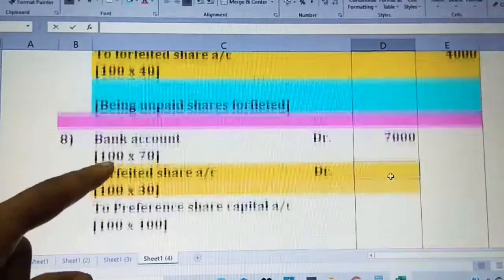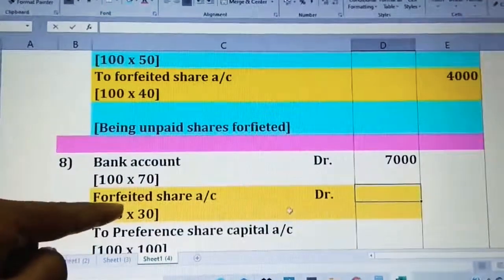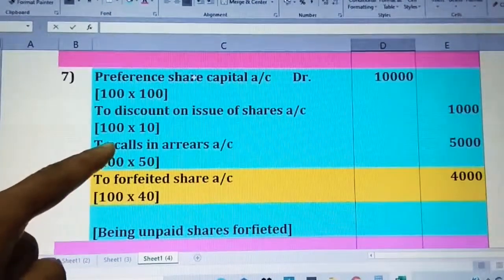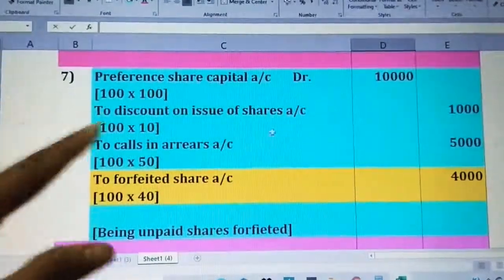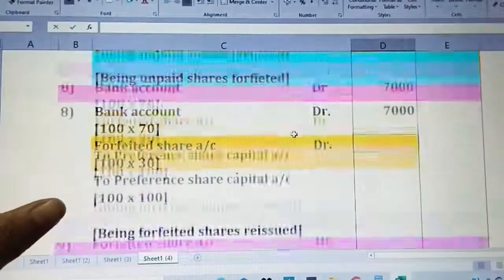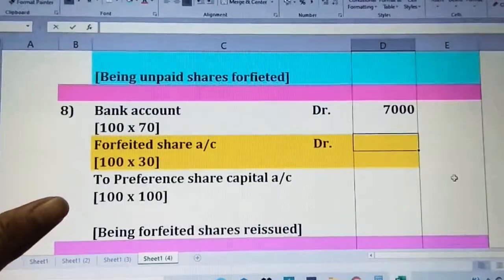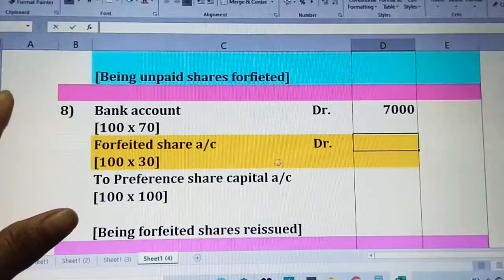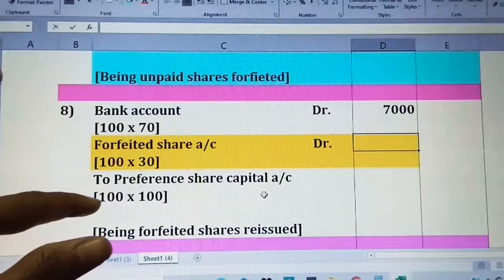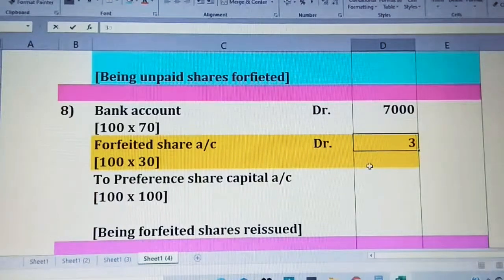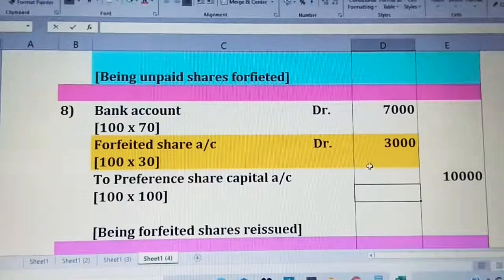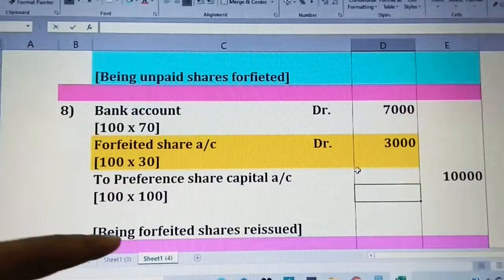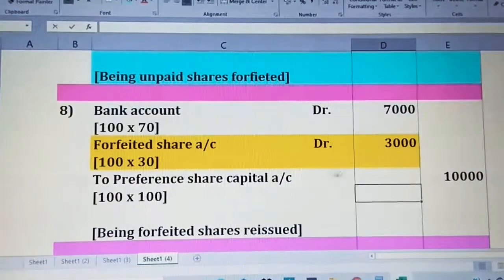Okay. Bank account debit, just observe, what is credited will be debited here. Forfeited share account debit, what is debited will be credited. See, in case of reissue, there is no discount. Discount will never be shown. Clear, students? Okay. Now we are going to take up bank account debit, forfeited share account debit to preference share capital account. Now the value of this is 3,000. So the total of this is equal to 10,000. See, the total of this and this should be matched. It's equal. Being forfeited shares reissued.